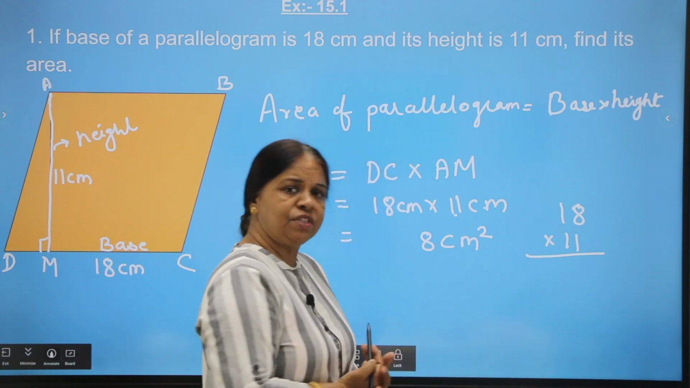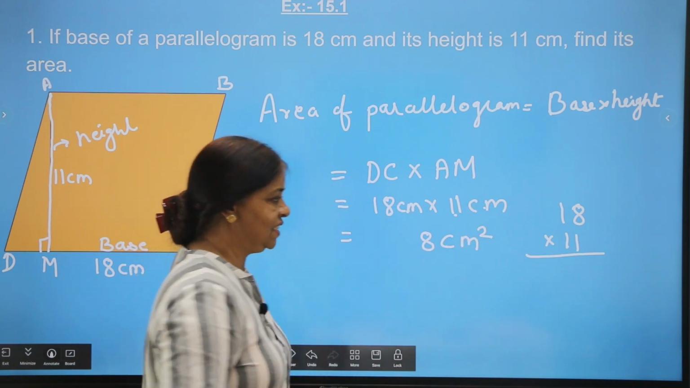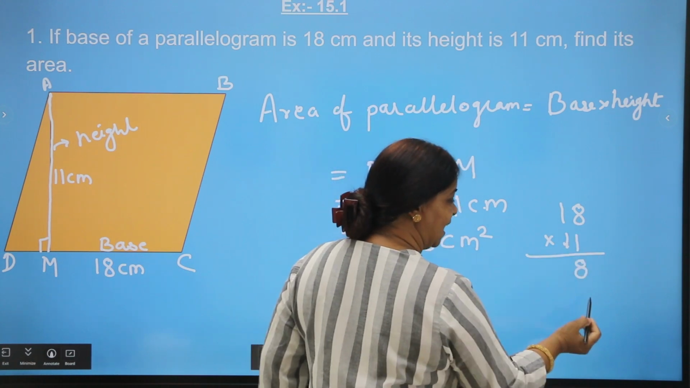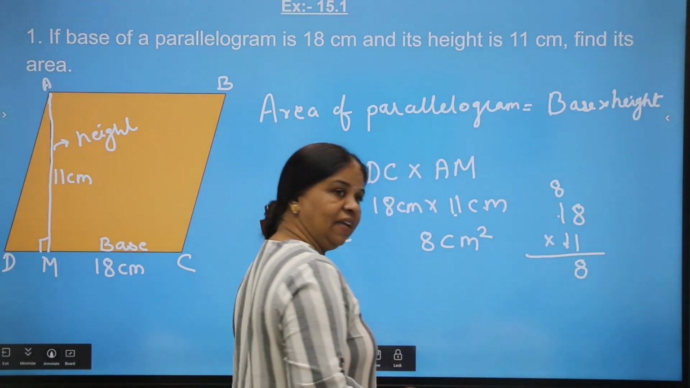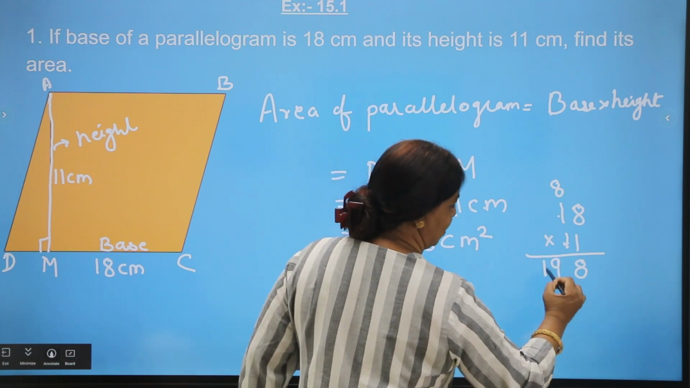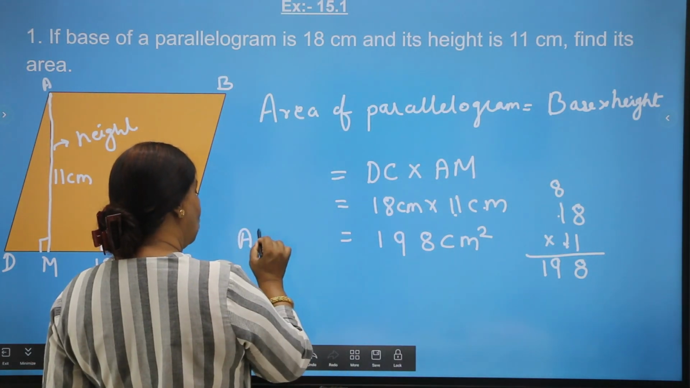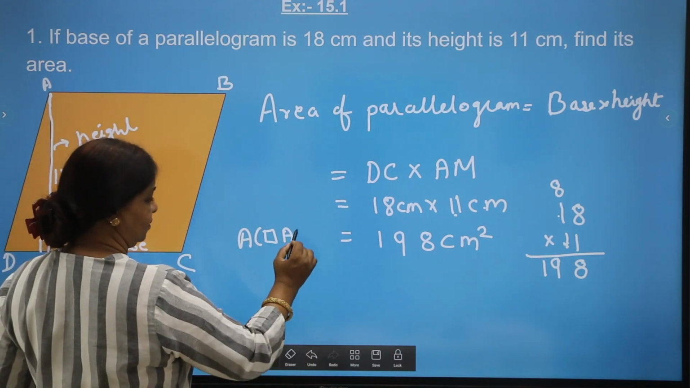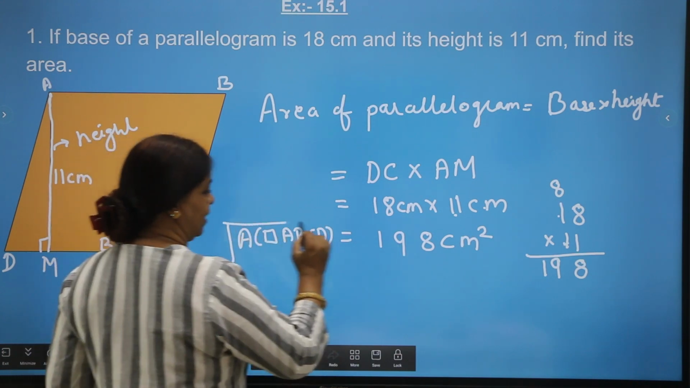You can multiply directly by 11 table, or you can do it simply like 11 1s are 11. Let us go. 11 8s are 88. Everybody knows 11 table. If 11 8s are 88, 8 I wrote, 8 carried. Okay. 11 1s are 11, 11 plus 8, 19. So 198 centimeter square. So area of parallelogram, which parallelogram? ABCD is equal to 198 centimeter square.